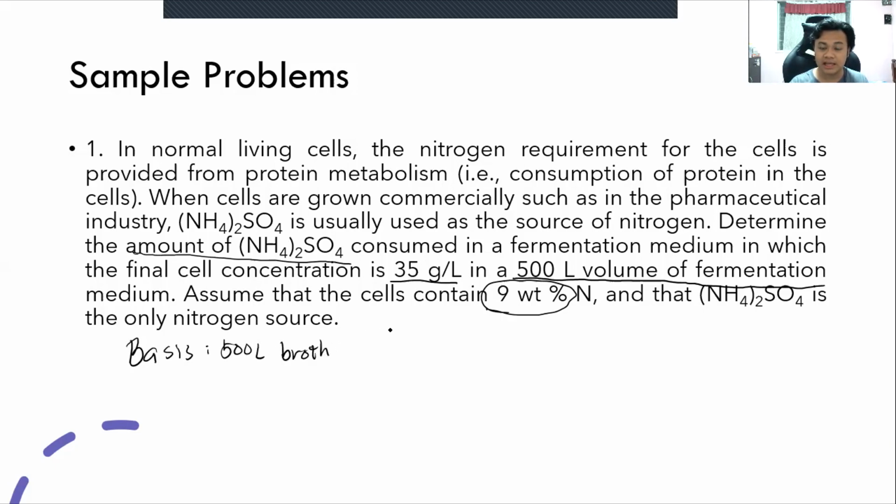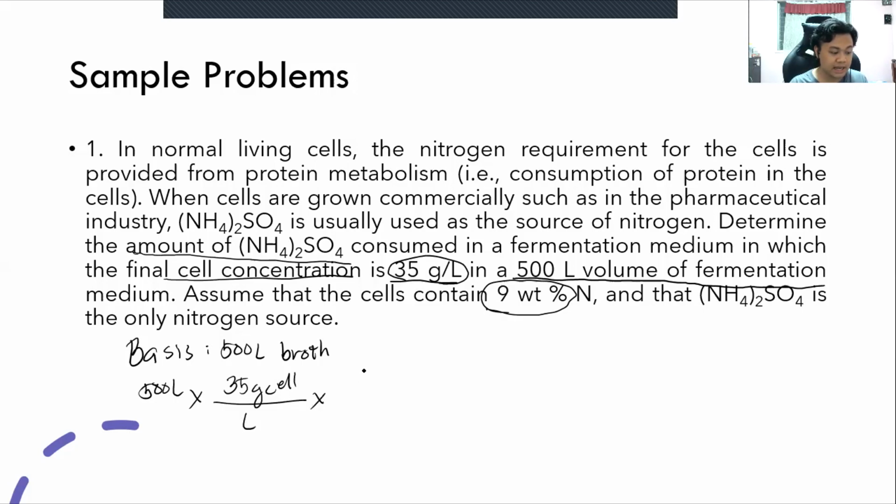In the industry, we call that broth. It contains all the nutrients needed for the fermentation to happen. So, 500-liter broth, and then we have our concentration. Let's solve for the amount of ammonium sulfate needed for our cells to grow. We have our 500 liters of broth, and then we'll get the grams of the cells there. The 35 grams per liter is the cell concentration, so 35 grams of cells per liter.